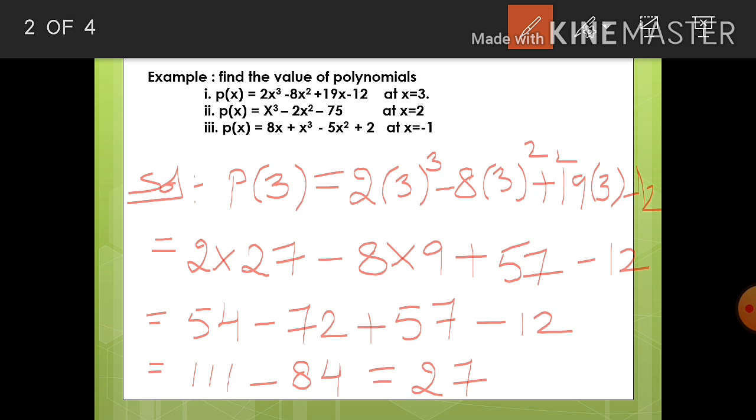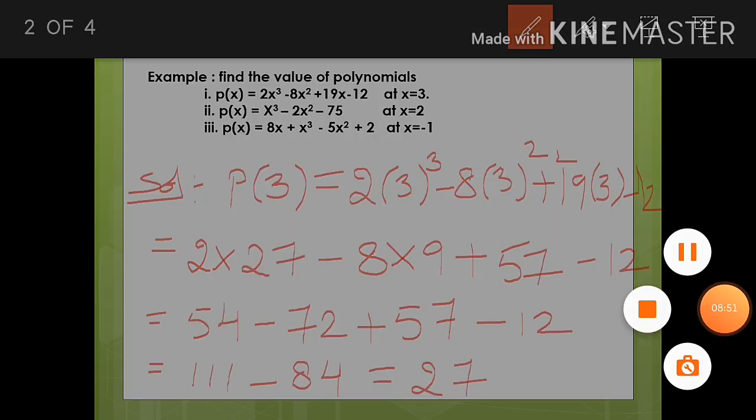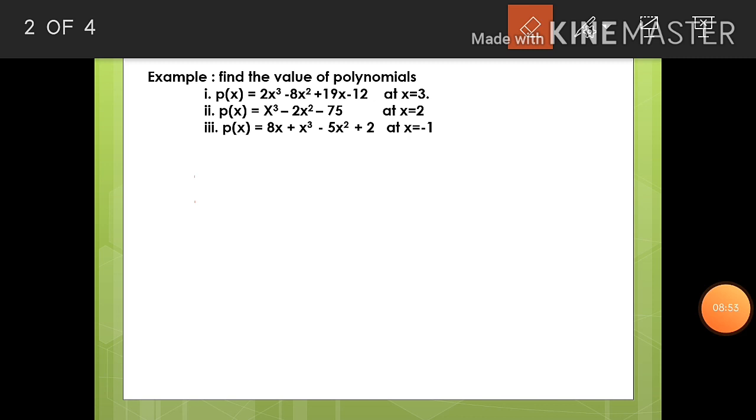So this is the value of polynomial p of x at x equal to 3. What is the polynomial? P of x equal to 2x cube minus 8x square plus 19x minus 12. Okay. Now let us see the second example.